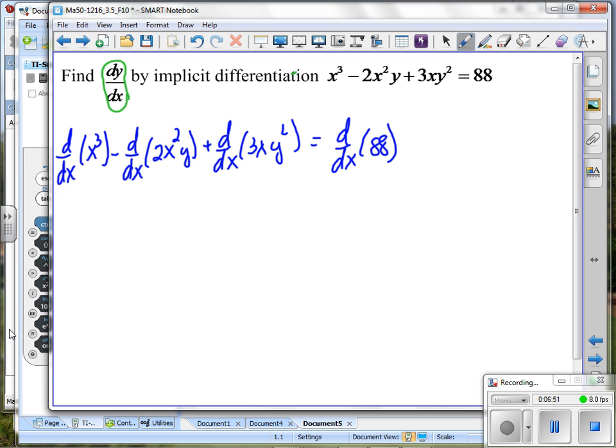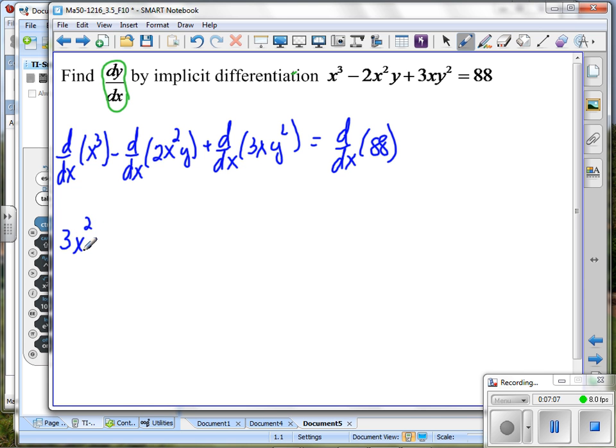Now 2 of these you already know. You don't have to think too much on these. The derivative of a constant is 0. The derivative of x cubed is 3x squared. Okay, so those are going to be the easy ones.